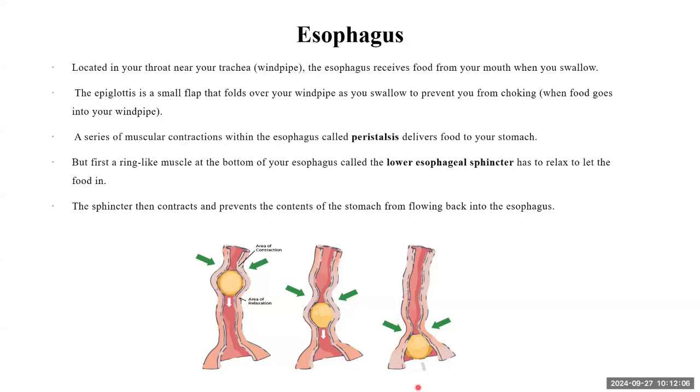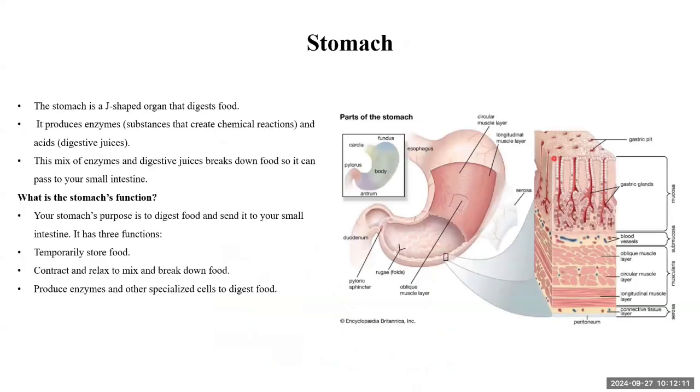So the next part of the digestive system is the stomach. First, we talked about the mouth, then we talked about the esophagus, and now we are going to talk about the stomach. Basically, the stomach is a J-shaped hollow organ. It contains a cavity inside, and it is an expandable organ. It adjusts according to the volume of food you intake. It produces enzymes, which are different chemical substances that create chemical reactions that help to digest our food.